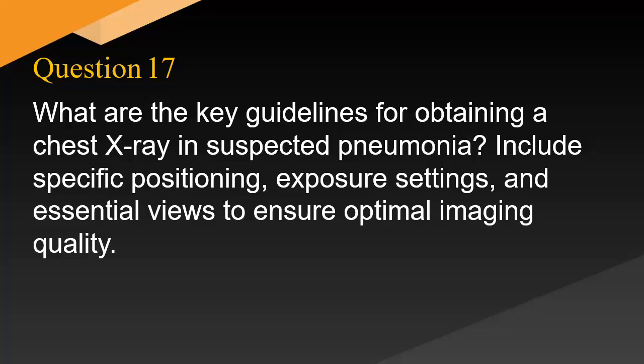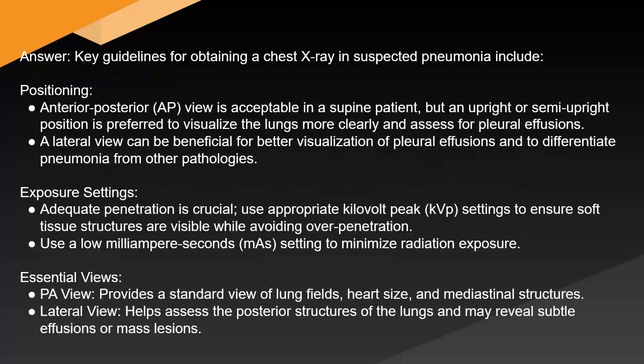What are the key guidelines for obtaining a chest X-ray in suspected pneumonia? Include specific positioning, exposure settings, and essential views to ensure optimal imaging quality. Answer: key guidelines for obtaining a chest X-ray in suspected pneumonia include positioning. Anterior-posterior view is acceptable in a supine patient, but an upright or semi-upright position is preferred to visualize the lungs more clearly and assess for pleural effusions. A lateral view can be beneficial for better visualization of pleural effusions and to differentiate pneumonia from other pathologies.